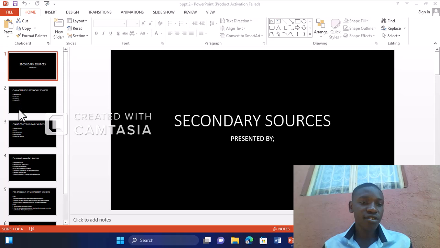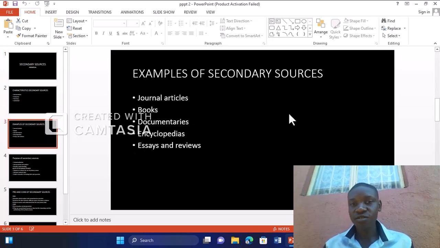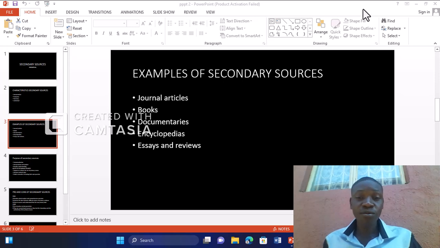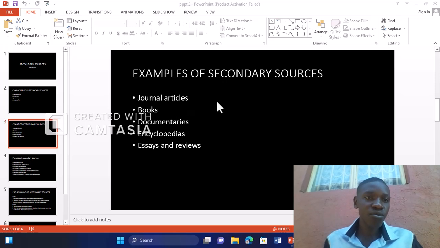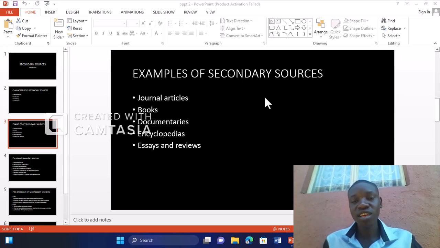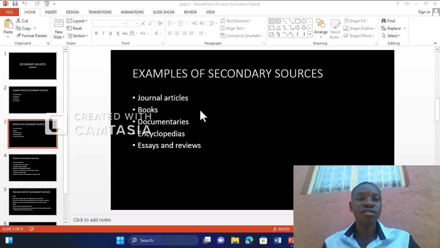Let me first go through the examples of these secondary sources. They include the journal articles, the books, the documentaries, the encyclopedias, and the essays and reviews. When I speak about the books here specifically, I'm looking at the history books, analyzing a specific historical period or events. For example, some books speak about the Bushmen, but the author was not there during the time of the Bushmen; he just writes the information based on what he got. So those historical books become the secondary sources.